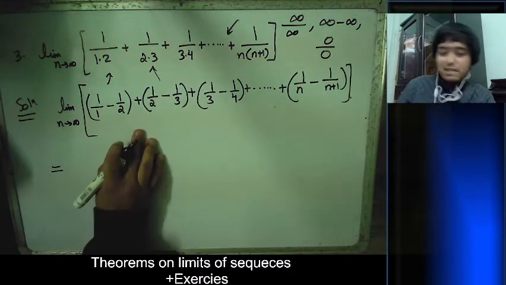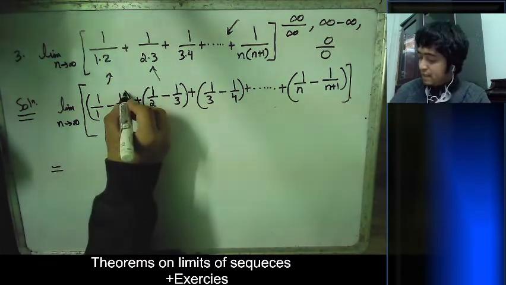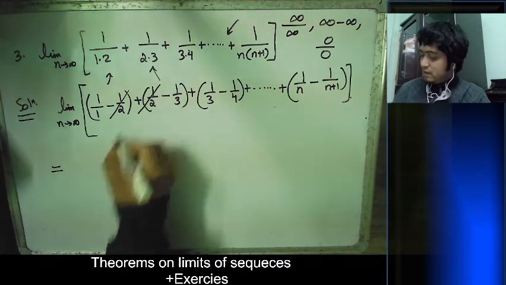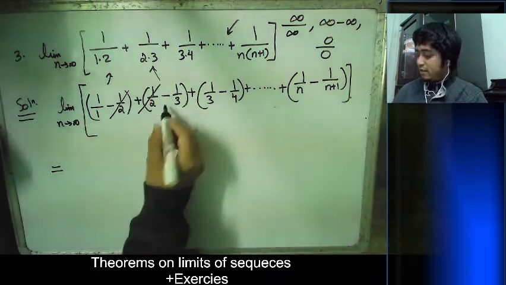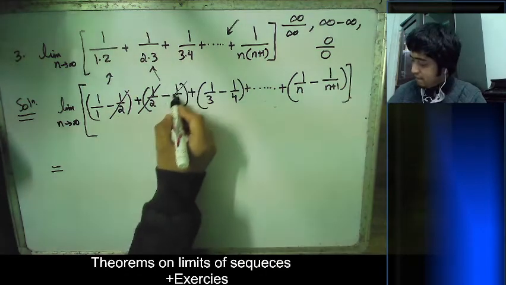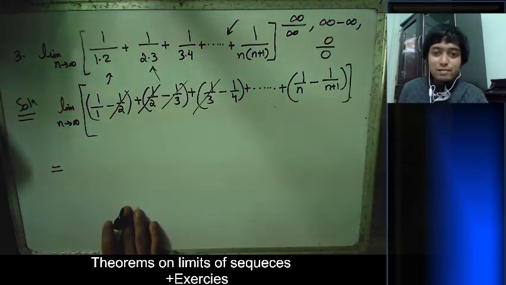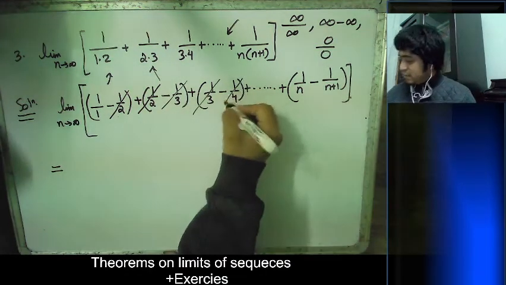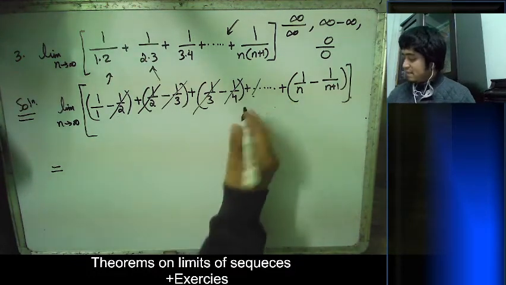Now, what happens if we do it in this way? We see that these terms get cancelled, everything. Minus 1 by 2 and plus 1 by 2 will get cancelled. Minus 1 by 3 and plus 1 by 3 will also get cancelled. Similarly, minus 1 by 4 with the next one will get cancelled.